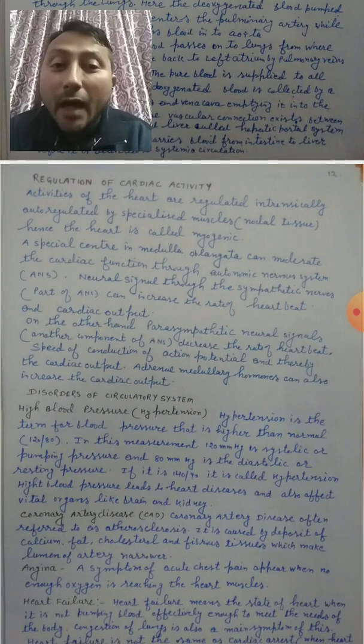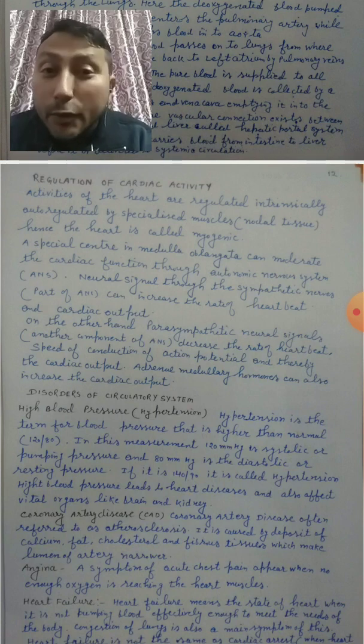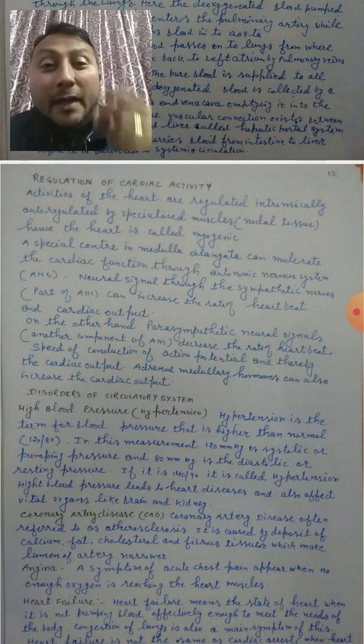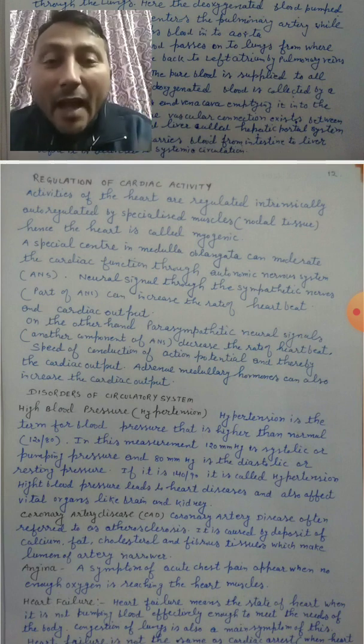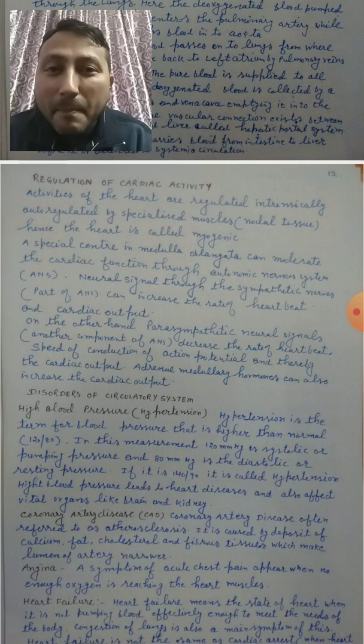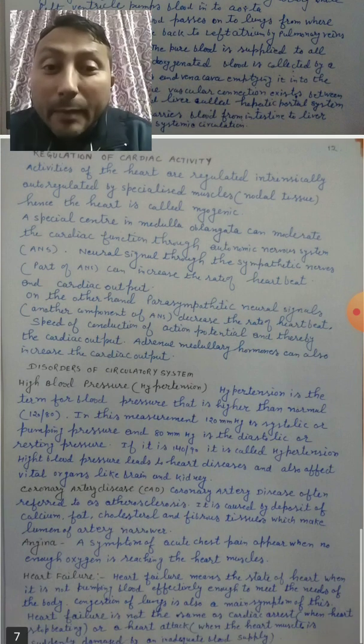Then regulation of the cardiac activity. The human heart is controlled by the SA node. We have already discussed this nodal tissue. So it is called myogenic, auto-regulated. And there is a center in the brain, the medulla oblongata, which has the autonomic nervous system. This autonomic nervous system has a sympathetic part and a parasympathetic part. The sympathetic part is responsible for increasing the heartbeat, and the parasympathetic part is responsible for decreasing the heartbeat. This is how they control the heartbeats, depending upon the energy requirement of the body.